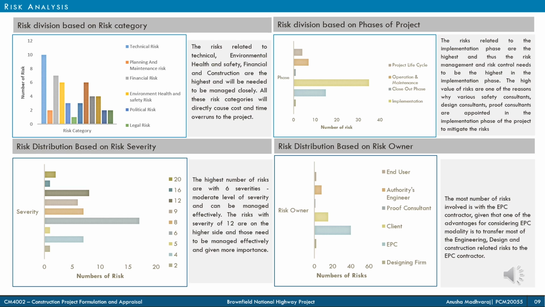First is the risk division based on risk category. Here it can be observed that the risks related to technical, environmental health and safety, financial and construction are the highest. The majority of the risks need to be managed effectively to avoid cost and time overrun in executing the project. Next is the risk division based on phases of project.